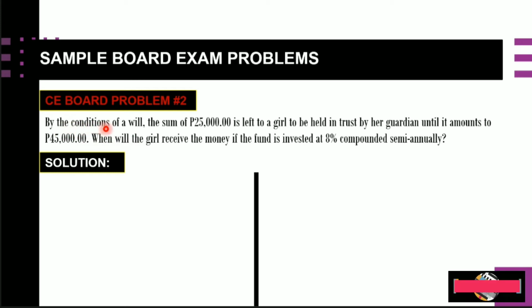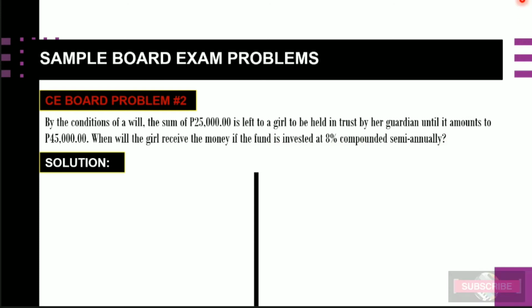So by the conditions of a will, the sum of 25,000 pesos is left to a girl to be held in trust by her guardian until it amounts to 45,000 pesos. When will the girl receive the money, if the fund is invested at 8% compounded semi-annually?